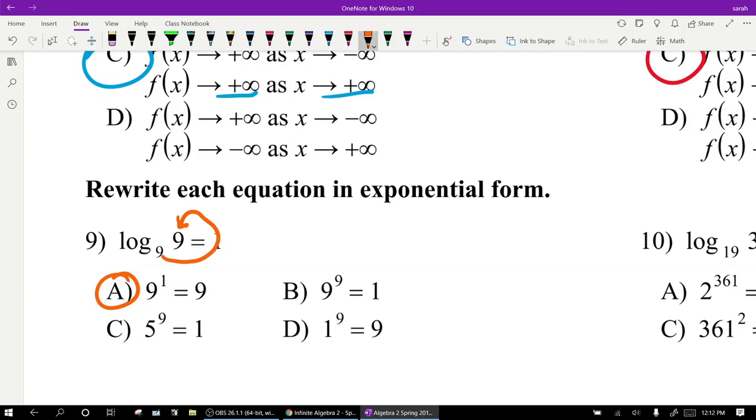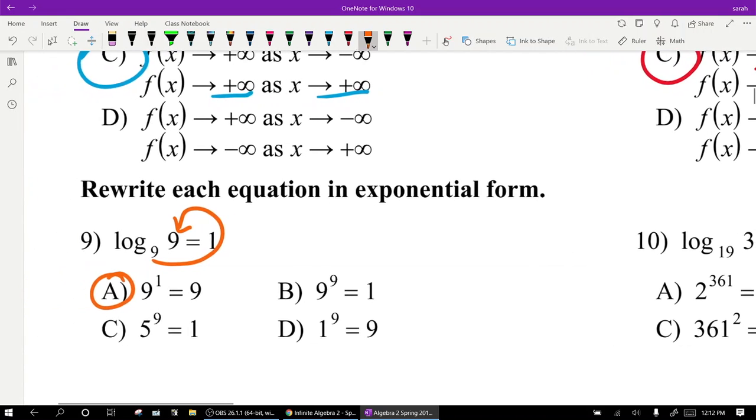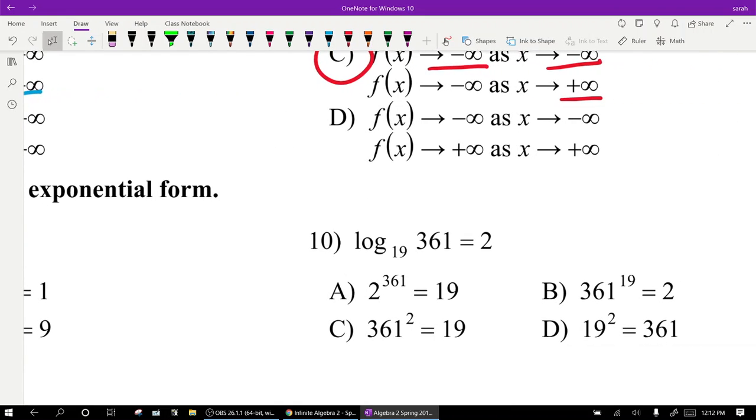I don't know how to make it any easier than that. Just do your scorpion and you've got it made. 9 raised to the 1 power equals 9. Number 10, 19 raised to the 2 power equals 361. Okay? 19 raised to the 2nd power equals 361. And that is letter D. Alright? There we go.